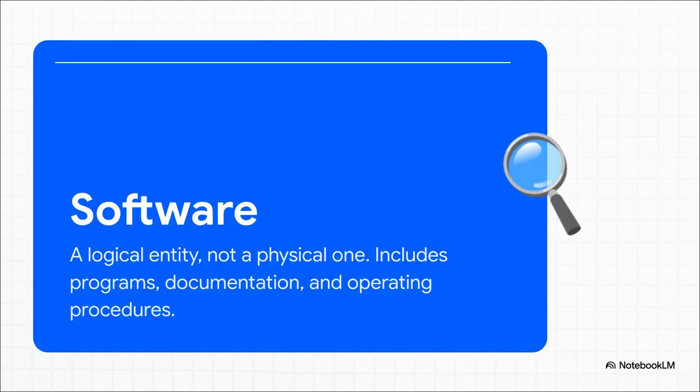Okay, so first things first. Before we talk about building software, we've got to be on the same page about what it even is. And most people think it's just the code, but it's so much more than that. Real professional software is the whole package. You've got the program itself, sure, but also all the documentation, the manuals that explain how it works, and the procedures for how to operate it.